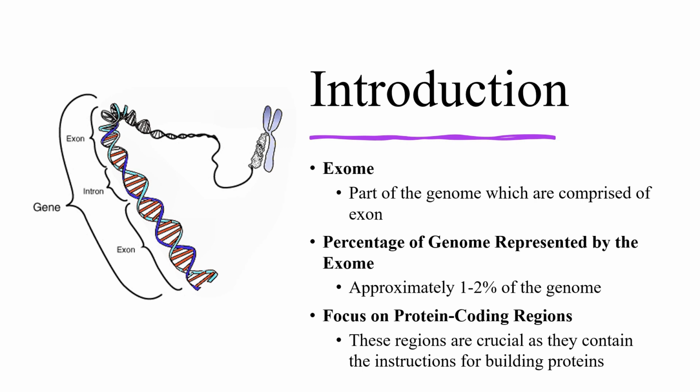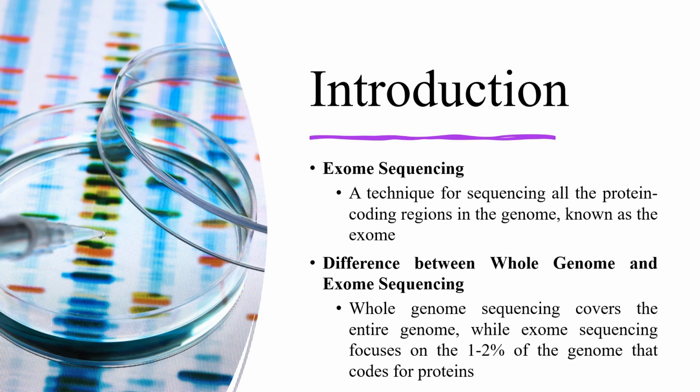And these protein coding regions consist of only 1 to 2% of the complete genome, while the rest of the genome consists of the introns. These protein coding regions are very crucial because they contain the instructions for the proteins. So exome sequencing is the technique which deals with the sequencing of these protein coding regions. The difference between whole genome sequencing and exome sequencing is that whole genome sequencing captures both the intronic as well as the exonic regions of the genome, while exome sequencing sequences only the protein coding region of the genome.